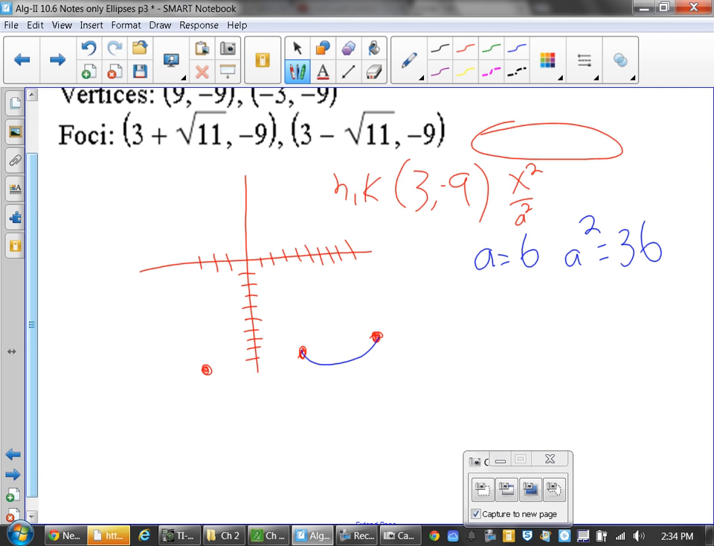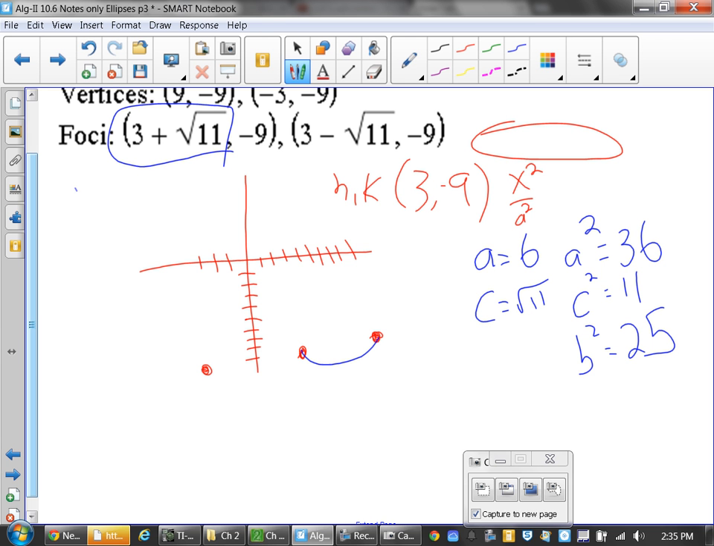Now, take a look at what they gave you for your foci. 3 plus root 11. 3 minus root 11. What's your C value? Root 11, bless you. Your C value is the square root of 11. What's C squared? 11. Okay, so what's B squared? It's 25. Remember, C squared equals A squared minus B squared. 11 equals 36 minus what? You get 25.